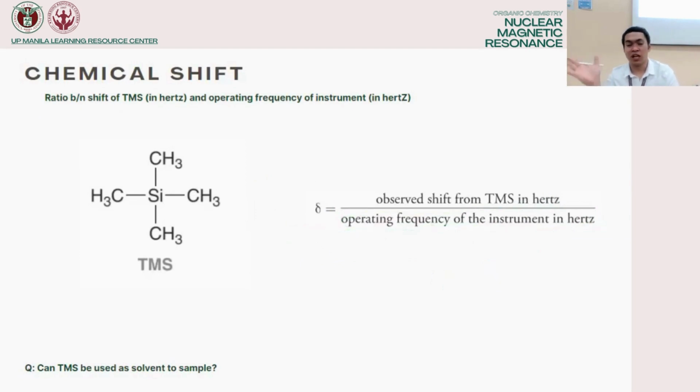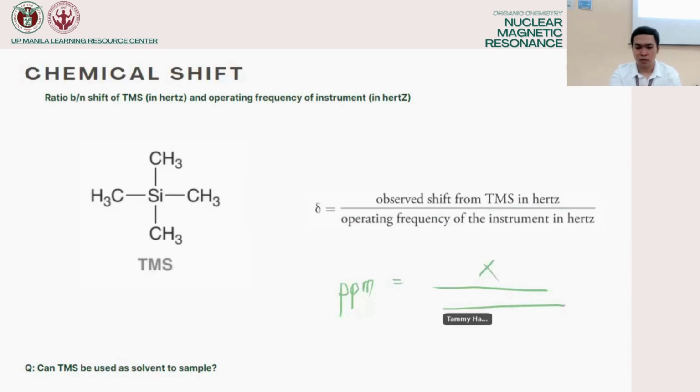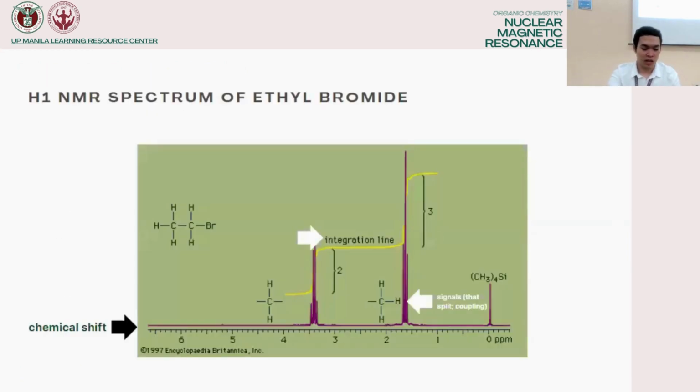Pero meron tayong tinatawag sa analytical chemistry na parts per million, di ba? Meron yun na x over something value. That's a value. Pero yung sinasabi nating ppm dito, it's just the shift. No? So balik tayo dun sa kanina. Ito, ppm. It's just shift. Yung shift niya lang. Ito, shift. ppm. Okay?